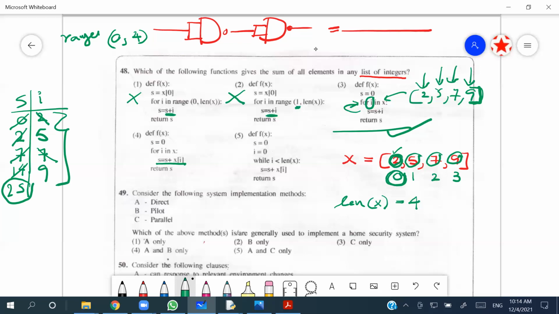And the fifth one, it says def f, S equals 0, I equals 0, while I less than len x. Yeah, now here they have gone on the correct path. The problem is this I is not going to increase. When I starts at 0, the first thing it does is add the 0th value of x to S. After that it comes here and checks whether I is less than len x. Oh, len x is 4, and I is still 0. It is not being changed. There is no such statement for that to get incremented. So because of that, this is wrong. Right, so the correct answer is going to be the third one.